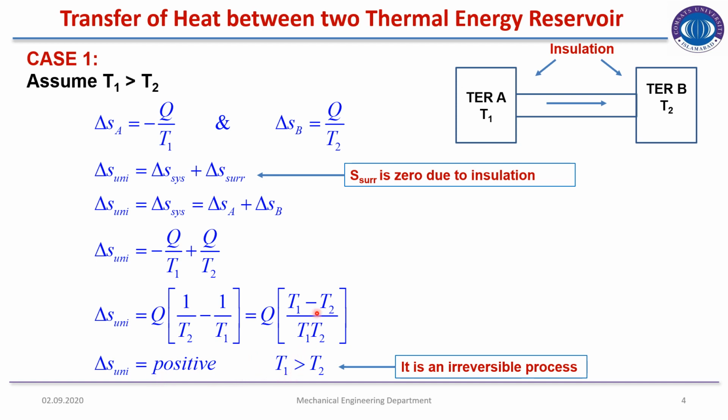As at the top, we have taken the LCM T1 T2, and in the numerator you can see T1 minus T2. So that sign will suggest the overall value for the change of entropy of the universe. The numerator T1 minus T2 is positive, as we have assumed that T1 is greater than T2. Therefore the numerator will be positive, and the overall expression will also be positive. So del S universe is a positive value.